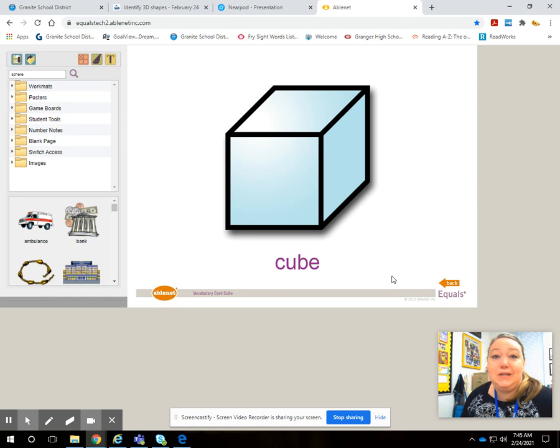The next one is cube. So a cube is working off of a square, right? We have squares, but it's 3D, meaning it has depth to it. Some examples of cubes would be dice, right? When we have dice, those are cubes, okay? I actually have a die right here. This is an example of a cube, okay?